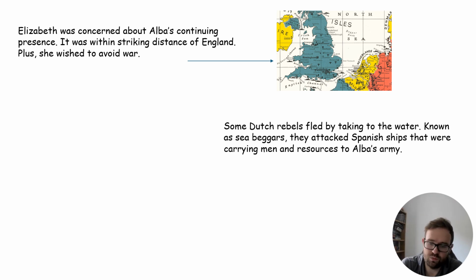Now we know that some Dutch rebels flee to the water. They are the sea beggars, so they flee to their ships and they attack Spanish ships that are carrying resources to Alba's army. Elizabeth actually allows them shelter in England as well. So when you're looking at that, think about the decline in Anglo-Spanish relations. This is something else that Philip is going to be angry at.